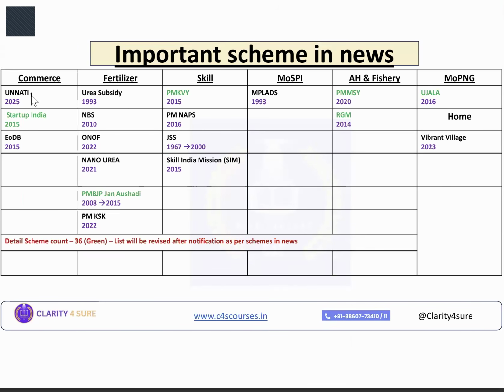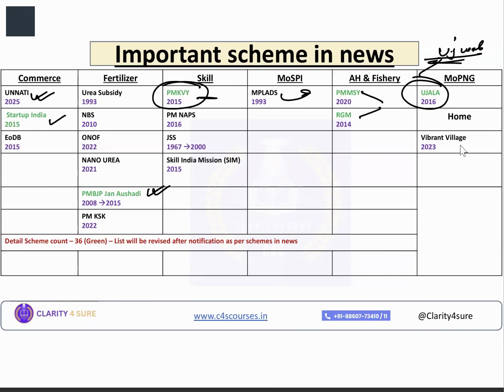Then Commerce Ministry, the Unnati recently launched in the budget, that is important in different exams. They have asked this year from the Unnati. Startup India is also important. Then in fertilizers, the Jan Aushadhi Yojana is very, very important. That you have to take care of. And Skill, PMKVY, again very important, that tries to fulfill the goal of the National Skill Mission of the government. Then MPLADS scheme of the Statistics Ministry is important. Animal husbandry and fishery, we have RGM and PMMSY. And from petroleum and natural gas, the Ujjwala scheme, very, very important.